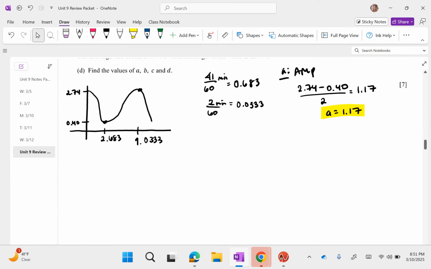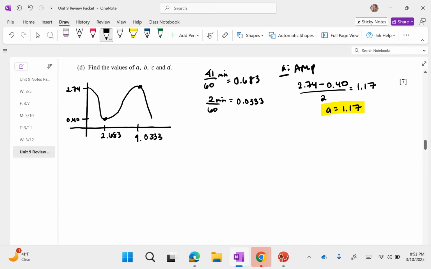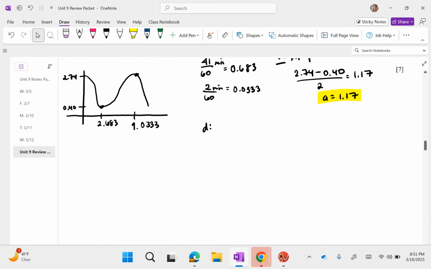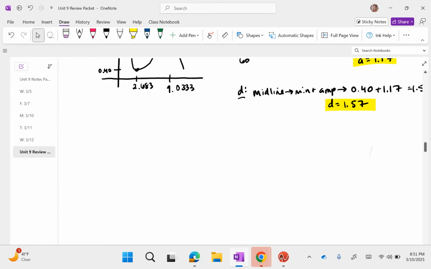Okay. Now I feel like D, now that we have the amplitude, D, or the midline, is probably going to be the second easiest thing to find. Yeah, it's D on there. Always double check. Sometimes I change the letters, right? So I got midline. It's going to be the same thing as the minimum plus the amplitude. That's going to be 0.40 plus 1.17. That's going to give me 1.57. So the D is 1.57. Okay, so I got A, I got D.